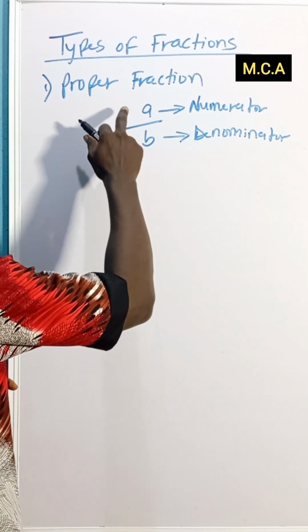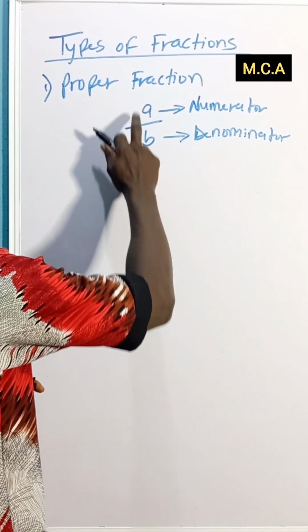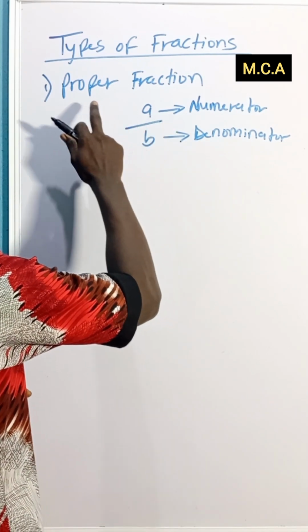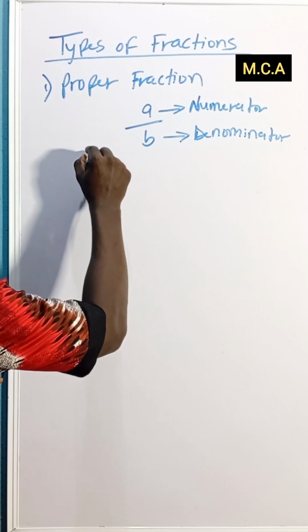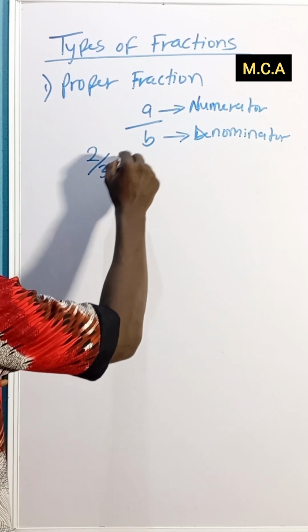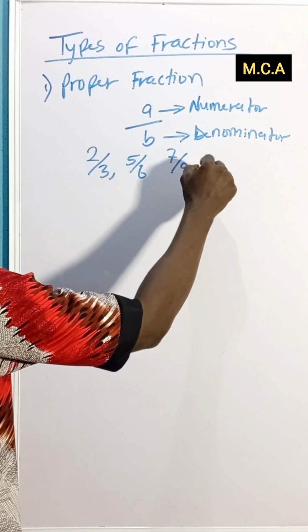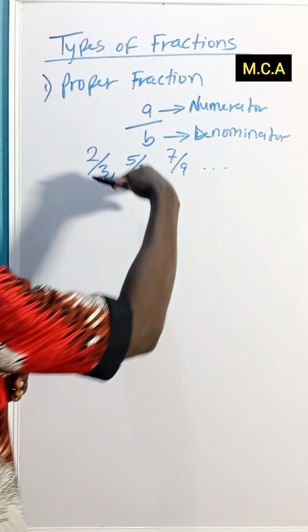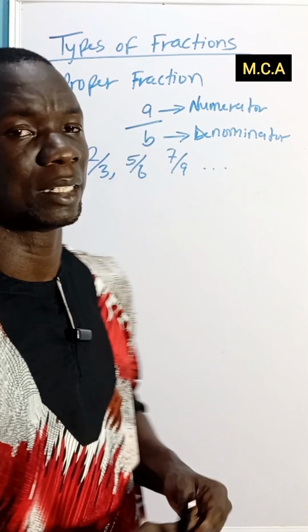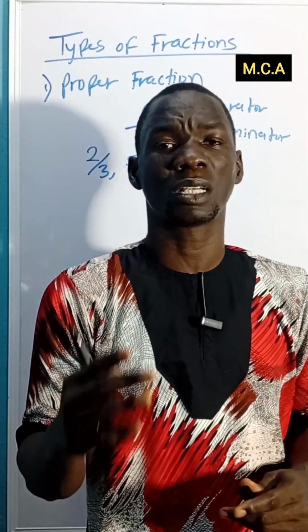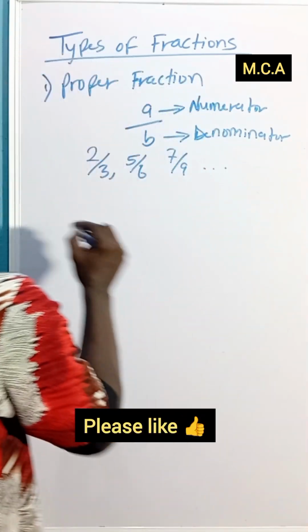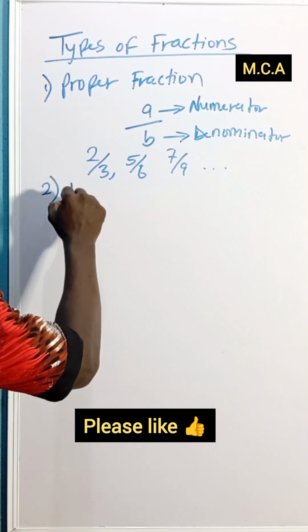So when the a is smaller than the b, we call it what? A proper fraction. So my examples are 2 over 3, 5 over 6, 7 over 9, and so on. So when you see something like this where the numerator is smaller than the denominator, you call that a what? A proper fraction. The next one we have is called the improper fraction.